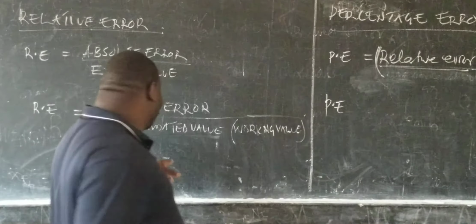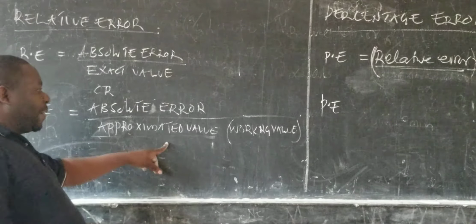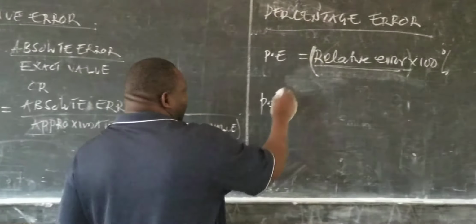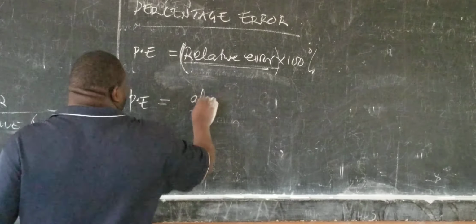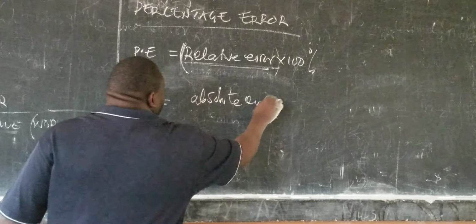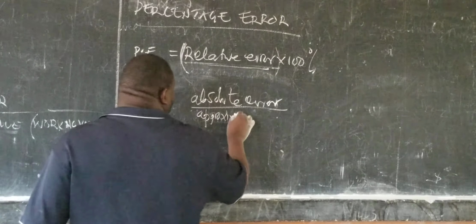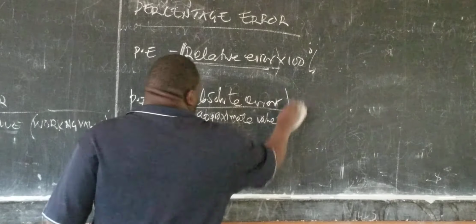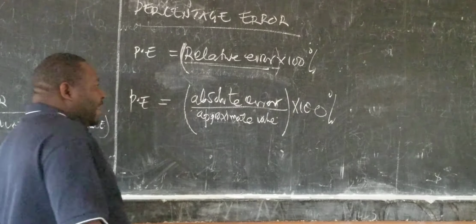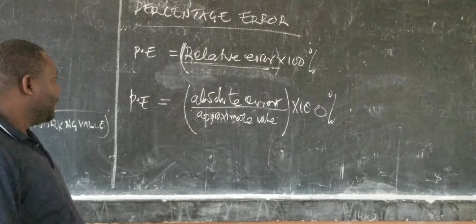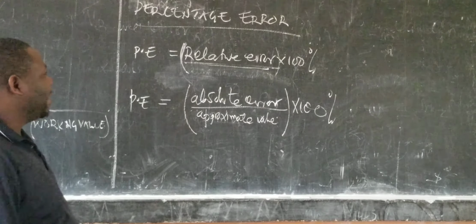But from the definition of the relative error, the relative error is the same as the absolute error over the approximate value or the working value. So here you can use it. The percentage error is the absolute error over the approximate value or the working value times 100%. We shall see how to get the working value and the absolute error, and so we can calculate the percentage error.